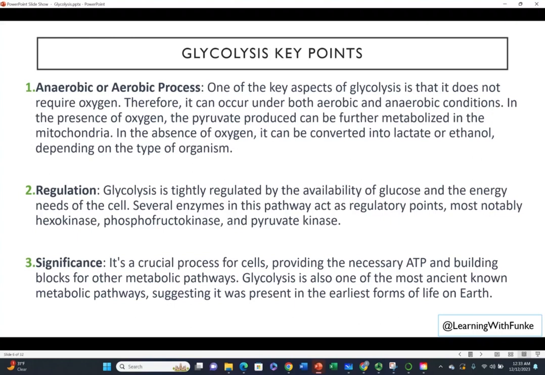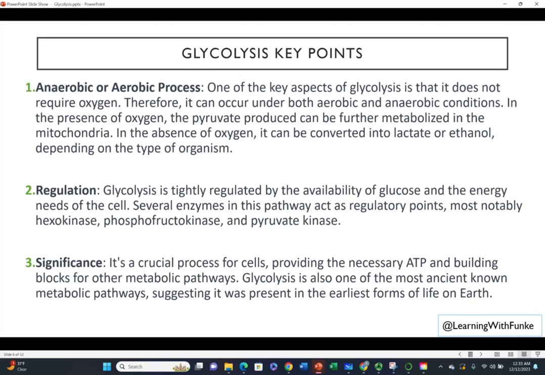And so for regulation, yes, glycolysis is tightly regulated based on availability of glucose and energy in the cell. What we'll come to see is that several enzymes in this pathway have regulatory points, so we have feedback control. I'll be giving an example towards the end of this lecture so you can understand better. And enzymes like hexokinase, phosphofructokinase, and pyruvate kinase are all tightly regulated.